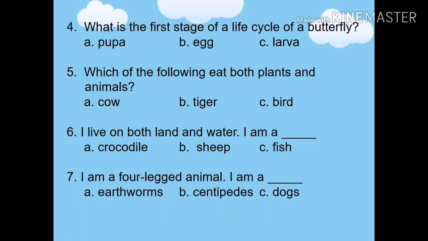Number 7. I am a four-legged animal. I am A. Earthworms, B. Centipedes, or letter C. Dogs. Again, I am a four-legged animal. I am A. Earthworms, B. Centipedes, or letter C. Dogs.